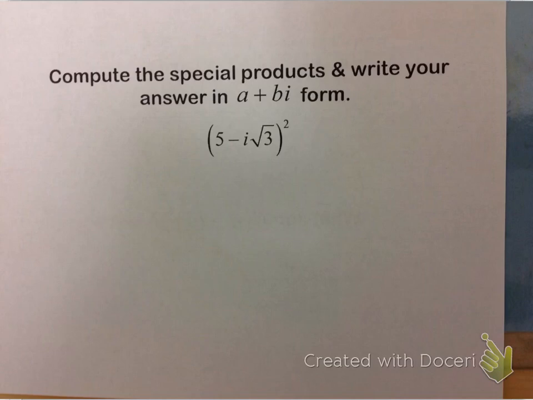So once again, pause, give this one a shot, and then I'll walk you through it after you resume. Okay, so hopefully you paused. And once again, I'm going to go ahead and suggest that you write it out. 5 minus i square root of 3 times itself, because we are squaring it.